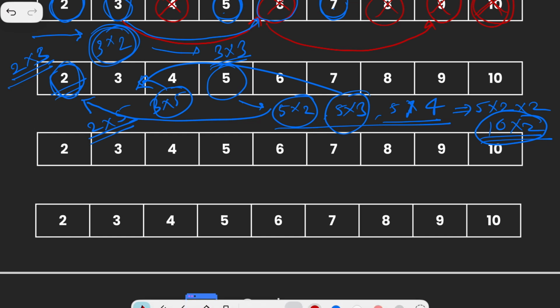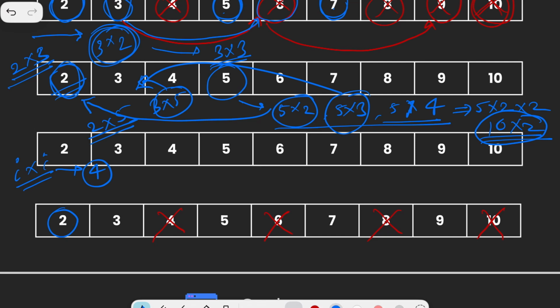Let's start from 2. We haven't marked 2 as false yet. That means 2 is a prime number. So let me highlight 2 is a prime number. Now we start from i into i, which means we start from 4 and we start marking. So 4 will be marked as false, 6 will be marked as false, 8 will be marked as false and 10 will be marked as false. Then we go to 3.